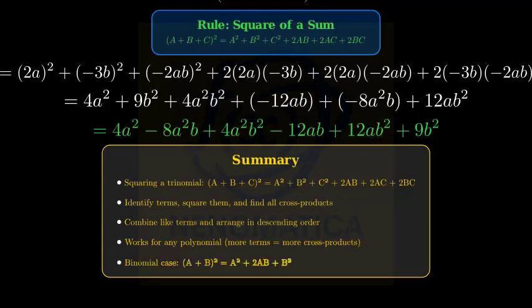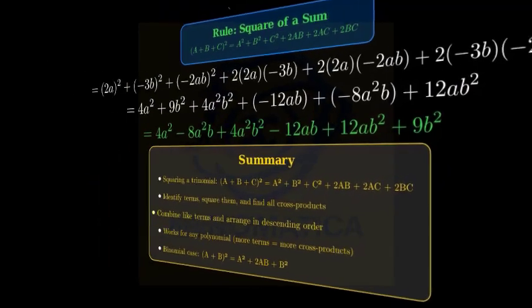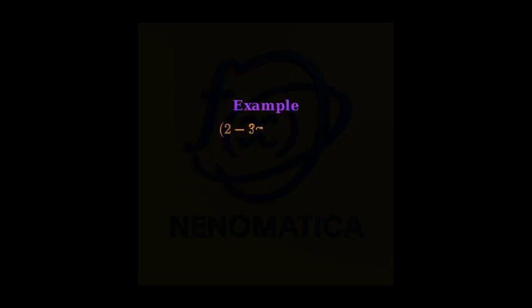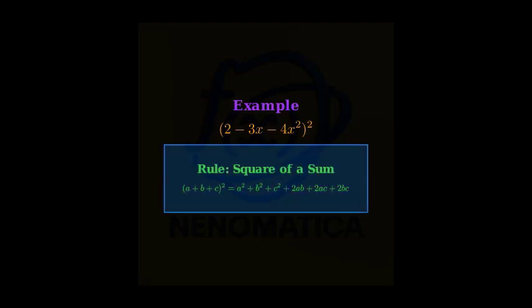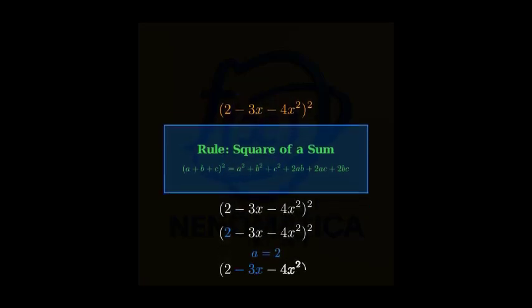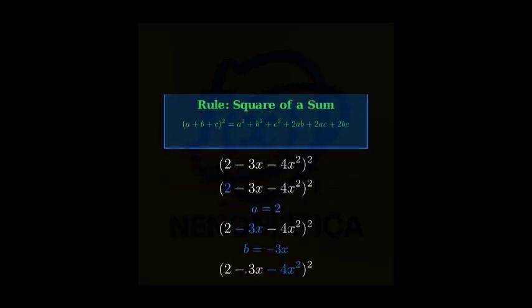Let's summarize what we've learned about squaring binomials and polynomials. This is an important technique in algebra that helps us expand expressions like this one. Let's start with our first example, the square of 2 minus 3x minus 4x squared. To solve this, we need to remember the rule for squaring a polynomial with multiple terms. For any polynomial with multiple terms, we square each term and then add twice the product of each pair of terms. Let's first identify the terms in our expression. A equals 2, b equals negative 3x, and c equals negative 4x squared.